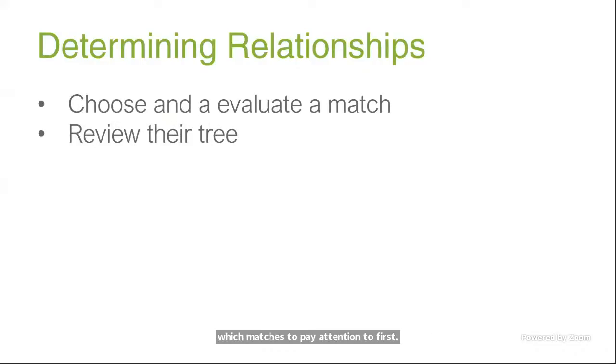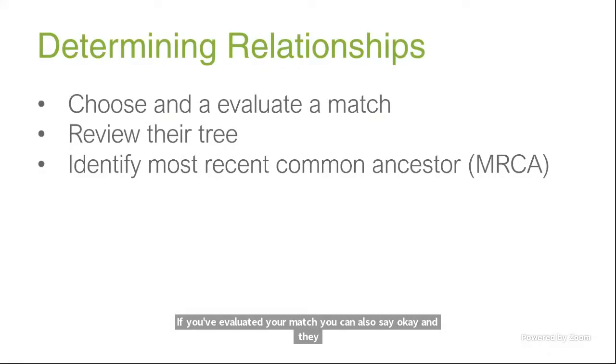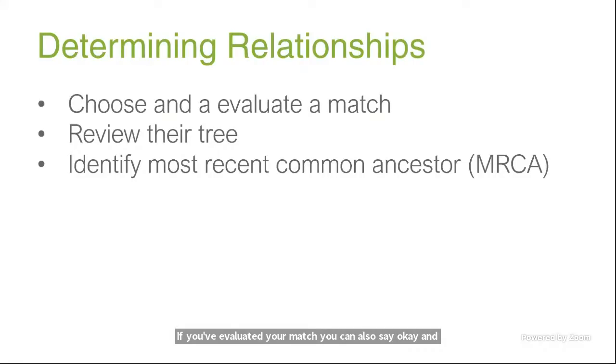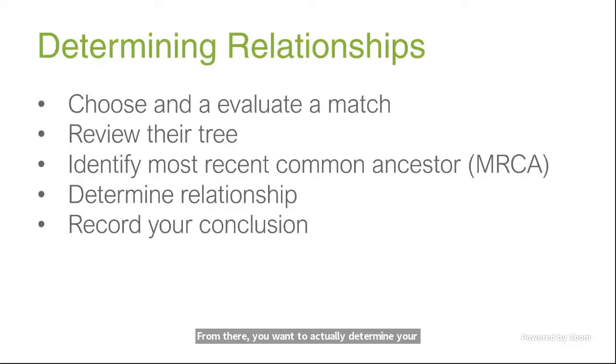So you choose and evaluate the match and then review their tree. And this is a huge one. We're going to walk through this a few times with different types of trees. And then ideally, you're going to try and find the most recent common ancestor, meaning the person on their tree that also appears on your tree. Now, if you've evaluated your match, you can also say, okay, and they appear in about the right place they should, based on the amount of DNA we share, and a few other things. From there, you want to actually determine your relationship. So what is your actual relationship? And then you want to record your conclusion in some format.